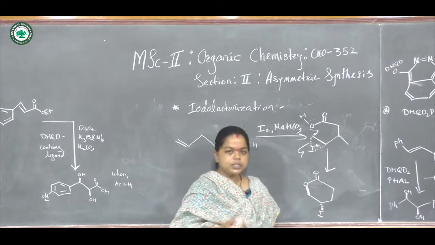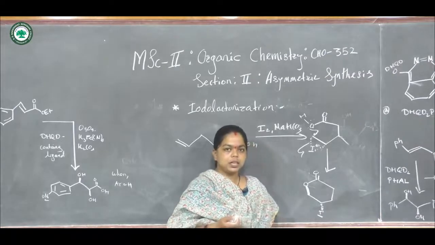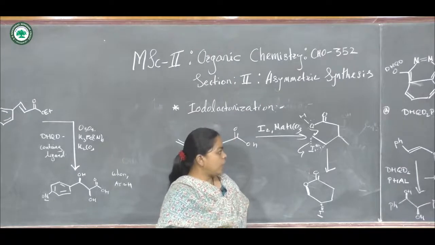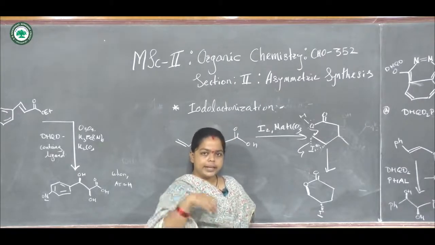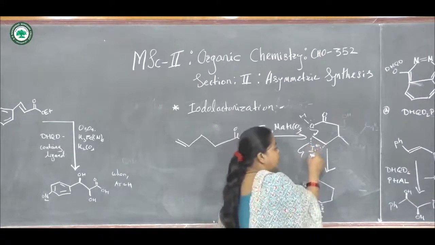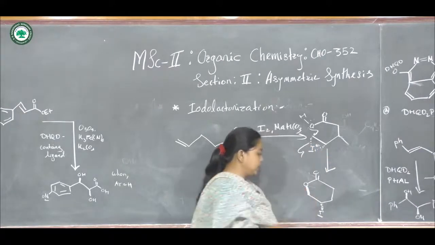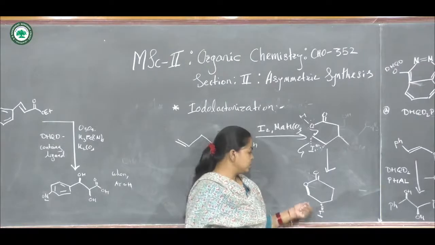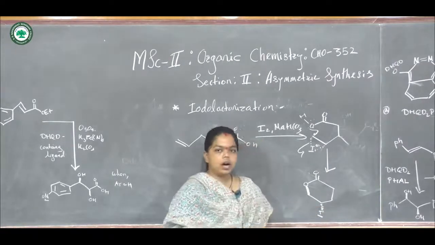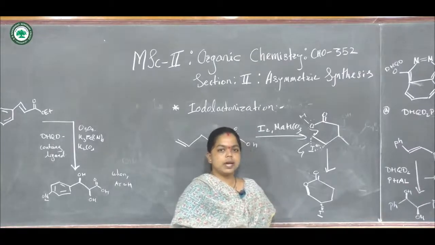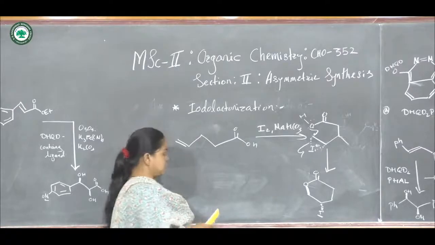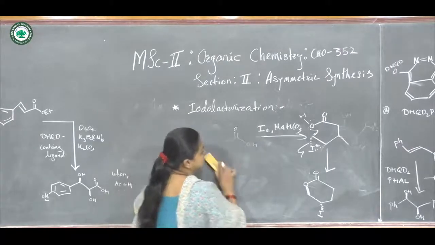As this iodonium ion is present on the alpha side, or the bottom side, the carboxylate ion can attack from the beta side, or above side, in order to open this ring. So we are getting the beta oriented lactone, and here the iodine is now alpha oriented. So this type of cyclization or lactone compounds can be easily synthesized. Let us see some examples.